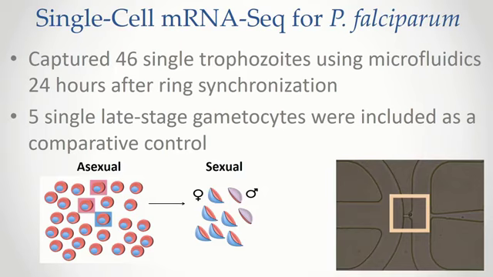So the next part of my project I want to talk to you about is the development of single-cell mRNA-seq for Plasmodium falciparum. And so we captured single trophozoites, and we wanted to compare those to what we know is different. So we used 5 single late-stage gametocytes as a comparative control. And again, you can see that we can capture these parasites here. And so actually, the CAFSAC lab last week published a paper in Nature. They used DROP-seq to understand sexual commitment at the single cell level, and they found epigenetic regulators involved. But here we're using the Fluidigm C1.